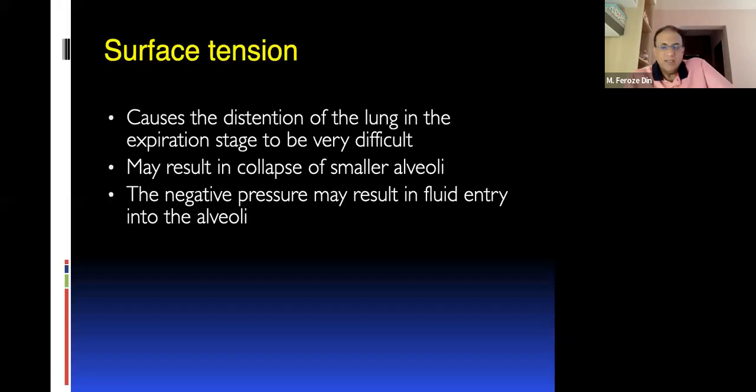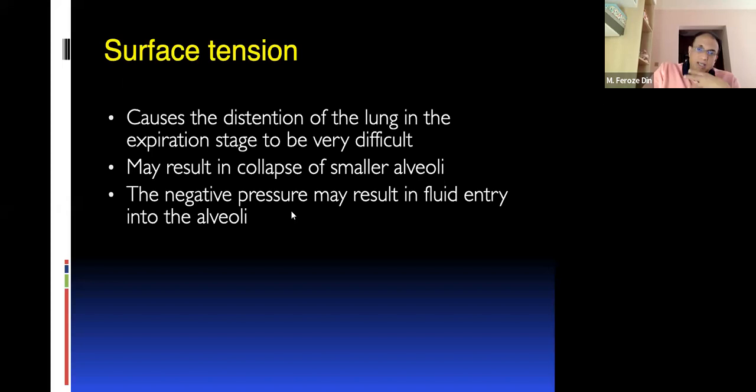This slide summarizes the 3 dangers of surface tension. One, it increases the work of breathing. Two, it may result in the collapse of small alveoli. And three, the negative pressure may result in fluid entering into the alveoli. Now, this is physics. We have to have fluid within the lungs, so surface tension may cause us all these difficulties.